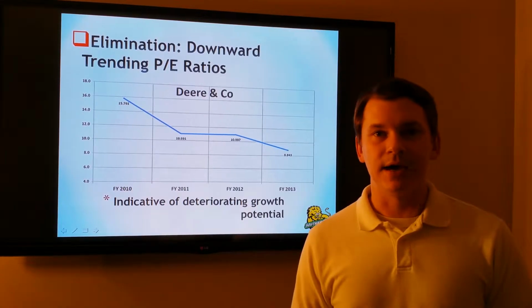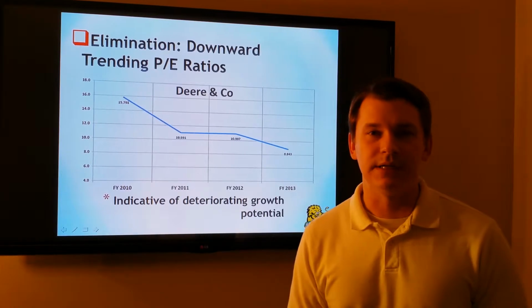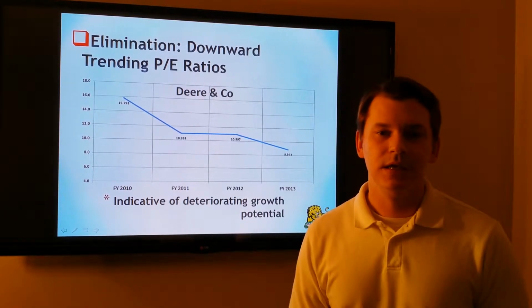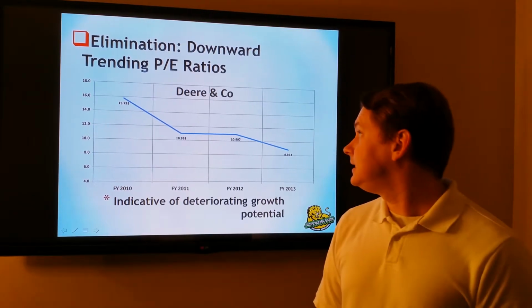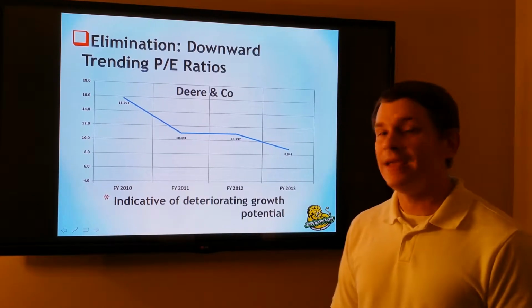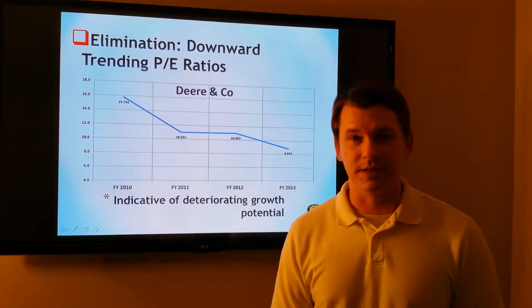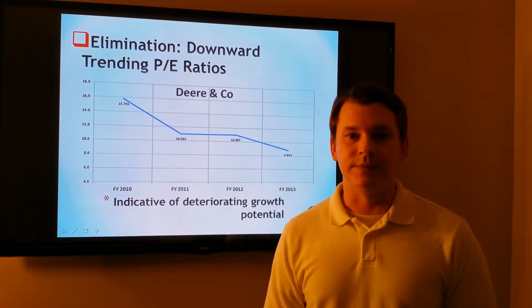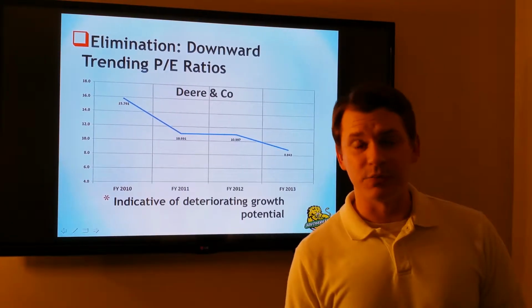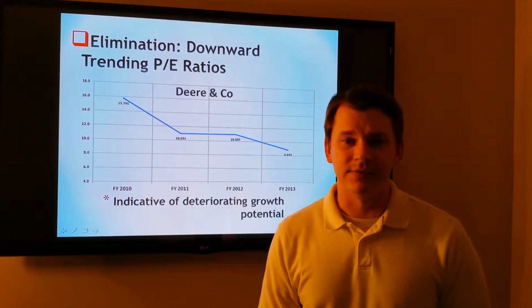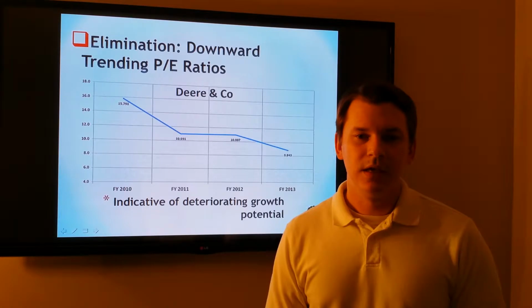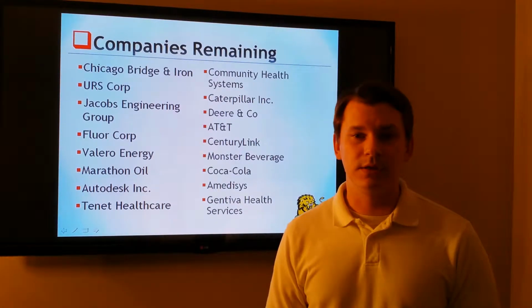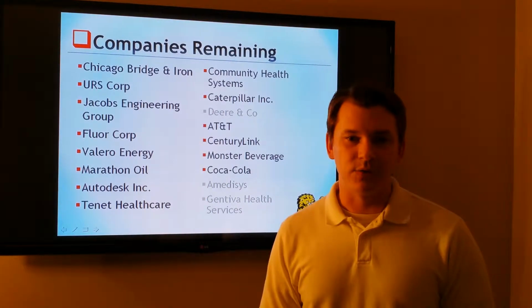Next, we looked at downward trending PE ratios. John Deere was the only one who really had this. From 2010 to 2013, it dropped from just about 16 for a PE ratio down to 8. To me, that tells me that the marketplace is losing confidence in it, usually indicative of a deteriorating growth potential. So for me, if the market doesn't feel real great about it, I'm probably not going to waste my time on it. The 18 quickly moved to 15 as we eliminated John Deere, Amedisys, and Gentiva Health.